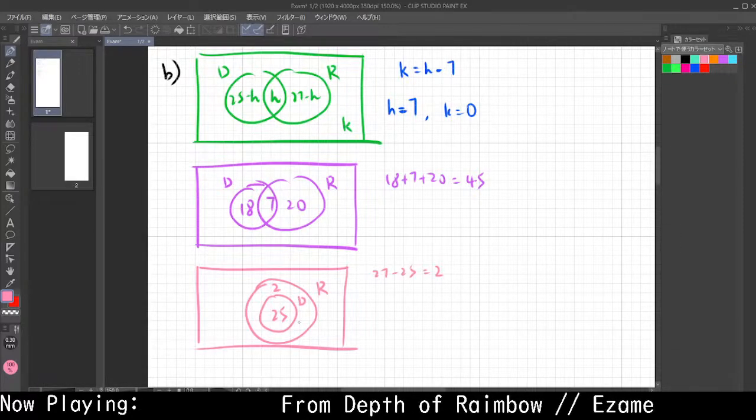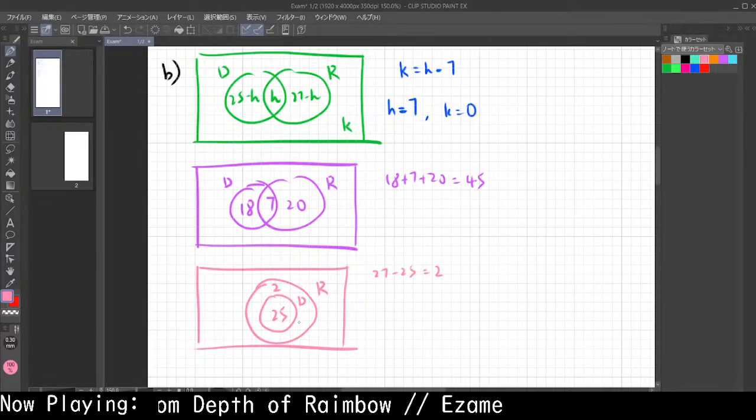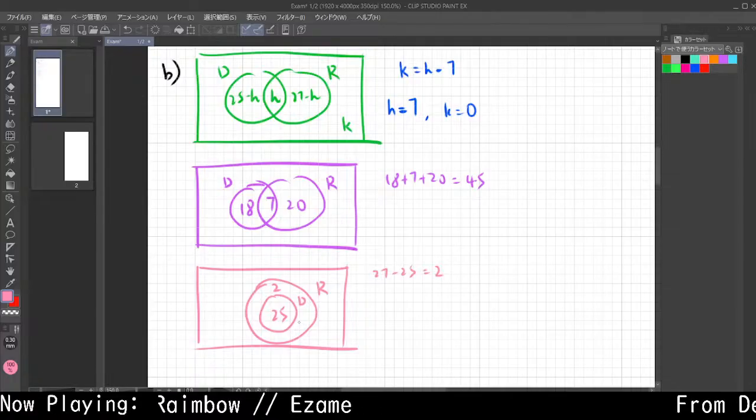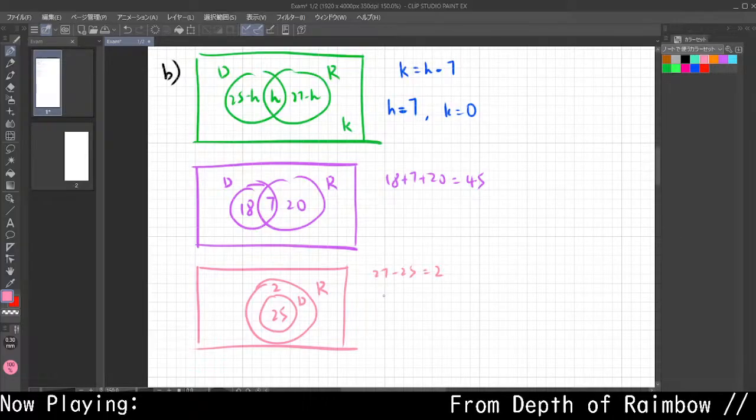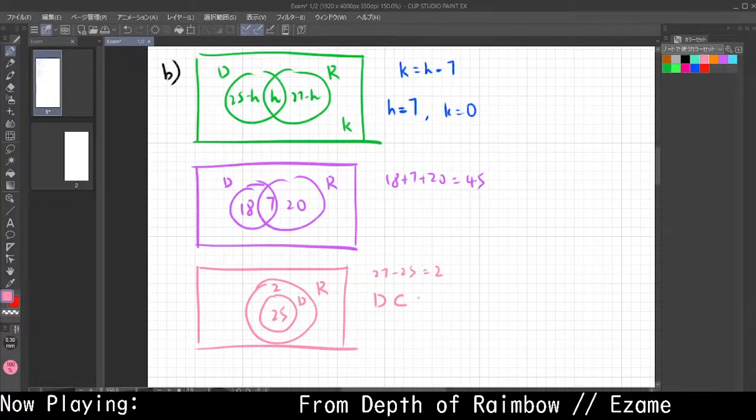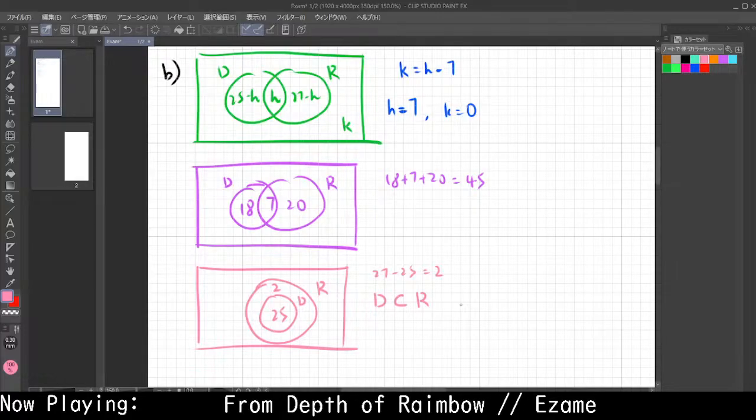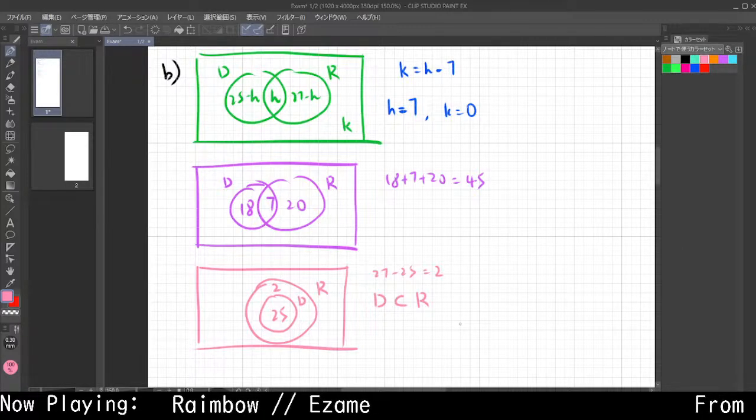So this is the single way to make your overlap the largest, by taking your smaller set and shoving it into the middle of the bigger set, making the smaller set a subset of the bigger set. In this case, we can say that D is a subset of R. It's not equal to, so we do not use this symbol. We use this symbol directly. So D is a subset of R.